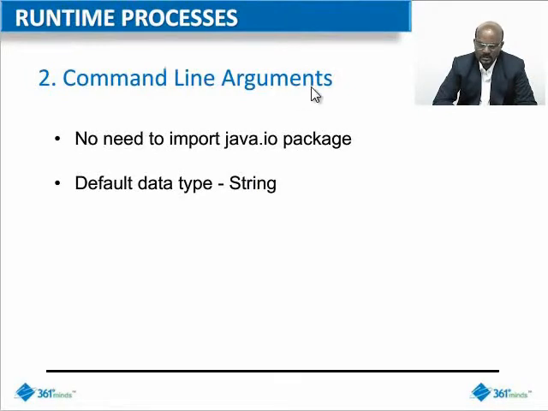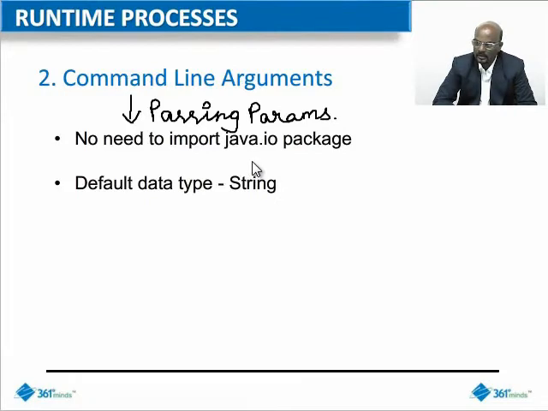Command line arguments. This is also another way of passing the parameters when you're running a program. Like how you run a program, you usually type java and the class name, and along with it you just pass the parameters that need to be passed in the string arguments that are there in your public static void main. Just pass the string and voila, your program simply works. That's all.